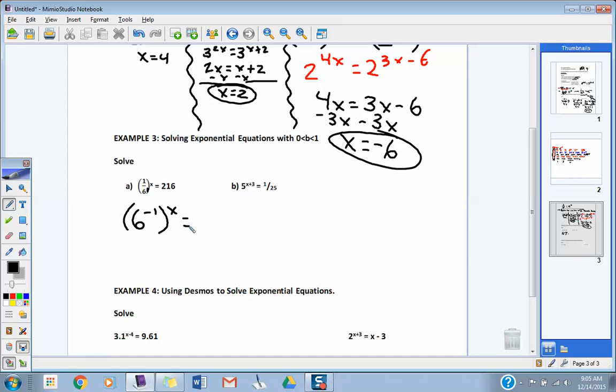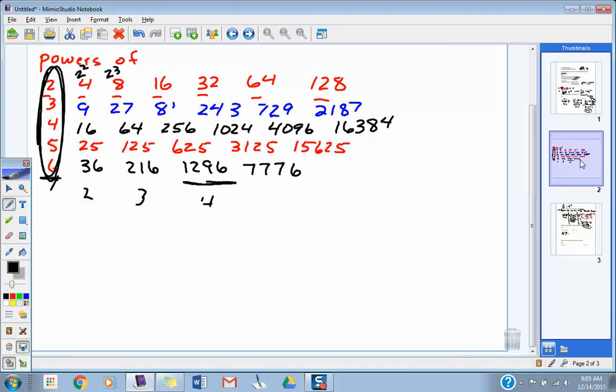Now, 216 is a value. I'd like to write 216 as a base of what? Well, what base do we have right here, kids? 6. So jump into your chart. Run into the 6 right here. Does 216 show up here? 6 to what power? 6 to the third. 216 is 6 to the third.